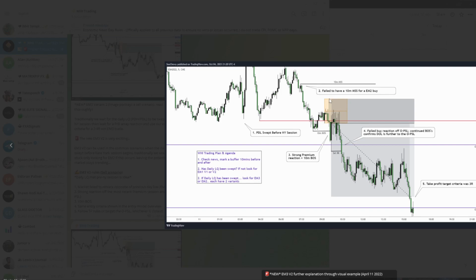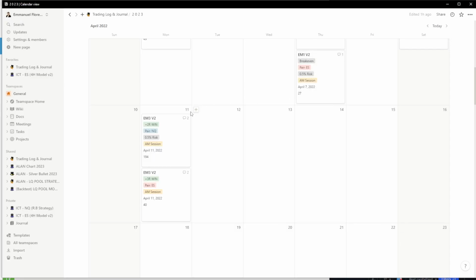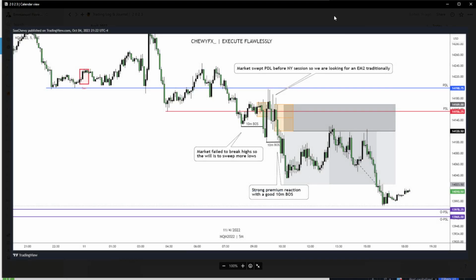So what this tells me is the market has the willingness to go to this session low or even perhaps this session low. So what we do here is we can then see we have a 10-minute break of structure. We used our normal entry model criteria, which would be a 5-minute order block after a strong break of structure. And then we can tag it along for 3R in this case toward the previous session low. So far for April the 11th, we got 5R with the new EM3 V2 models.